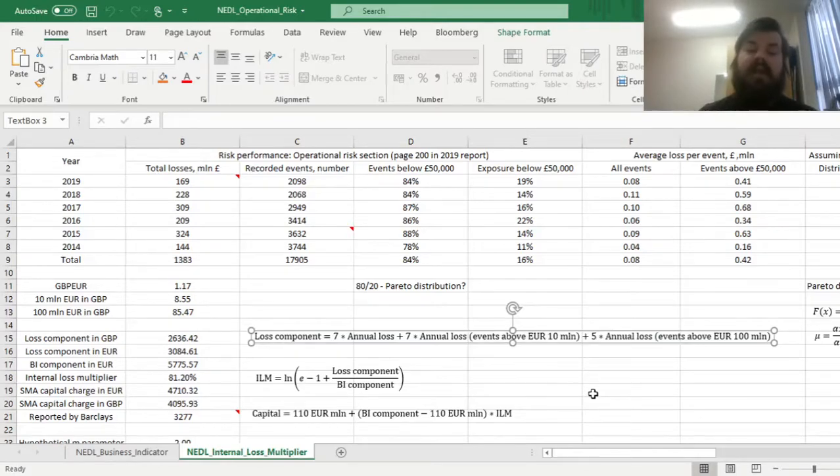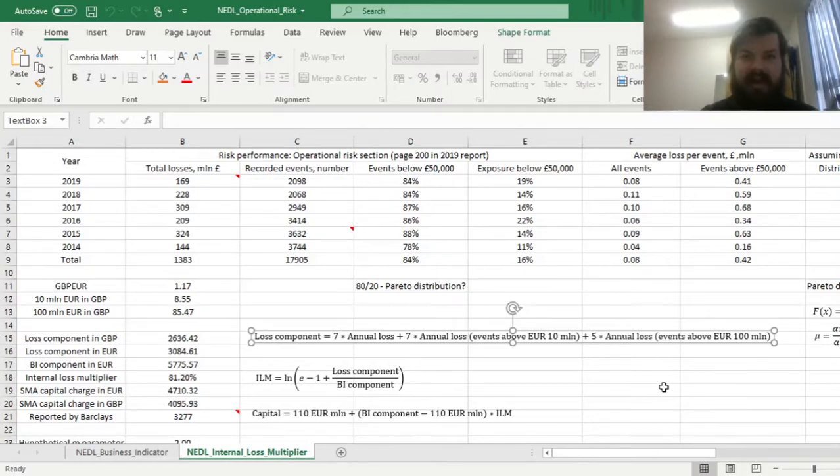The loss component that you then factor into your internal loss multiplier is 7 times your average annual loss across all events, plus 7 times your average annual loss taking into account events that lost you more than 10 million euros each, plus 5 times annual loss factoring in only the most extreme events that resulted in a loss of more than 100 million euros each. So here, Basel tries to proxy the heaviness of tails of your operational loss event distribution, and this is quite a simple structure that banks can use when they have data event by event.